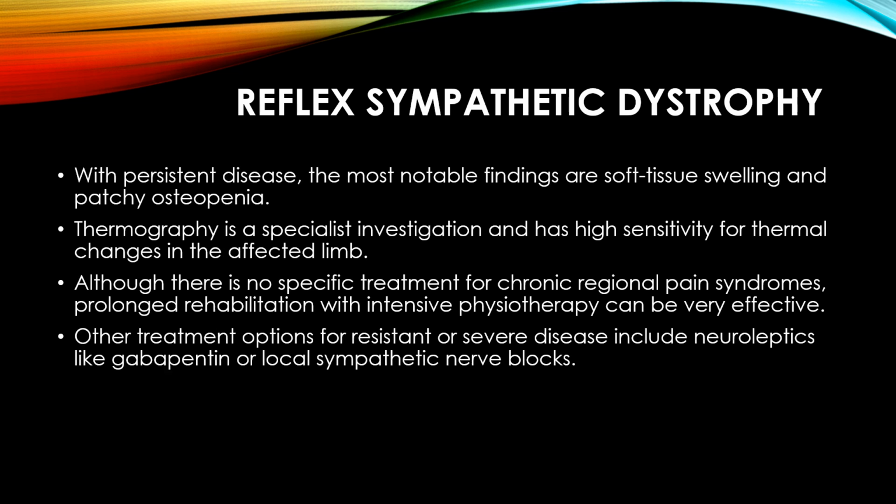With persistent disease, the most notable findings are soft tissue swelling and patchy osteopenia in the X-ray. Thermography is a specialist investigation and has high sensitivity for thermal changes in the affected limb. Although there is no specific treatment for chronic regional pain syndrome, prolonged rehabilitation with intensive physiotherapy can be very effective. Other treatment options for resistant or severe disease include neuroleptics like gabapentin or local sympathetic nerve blocks.